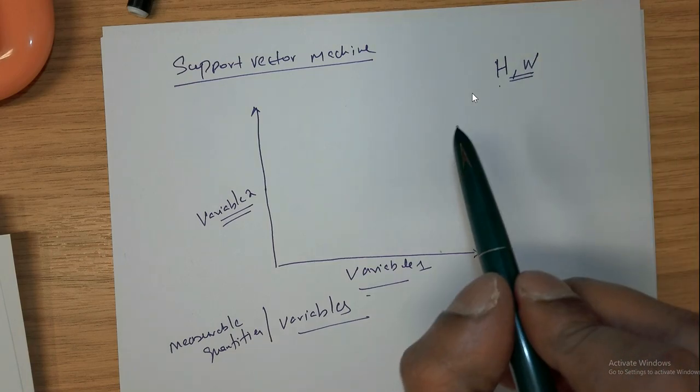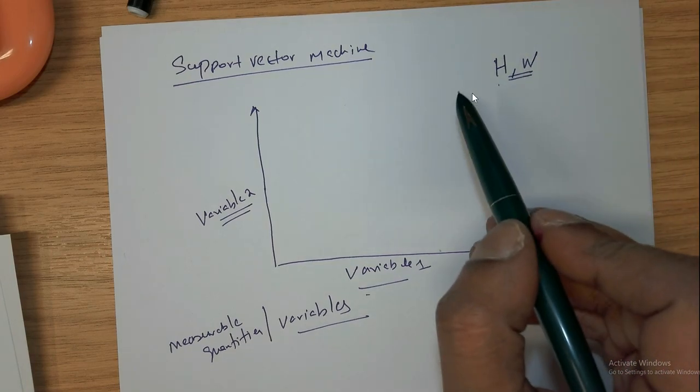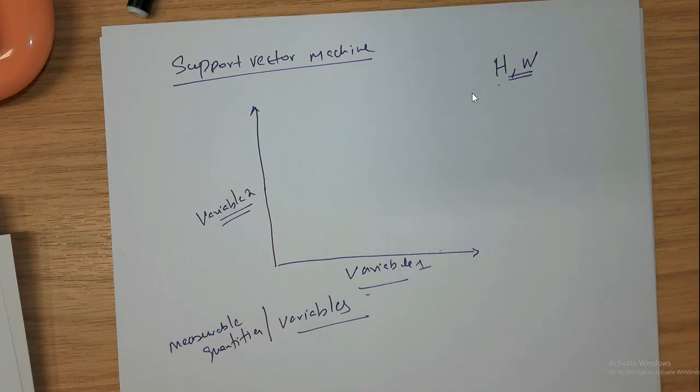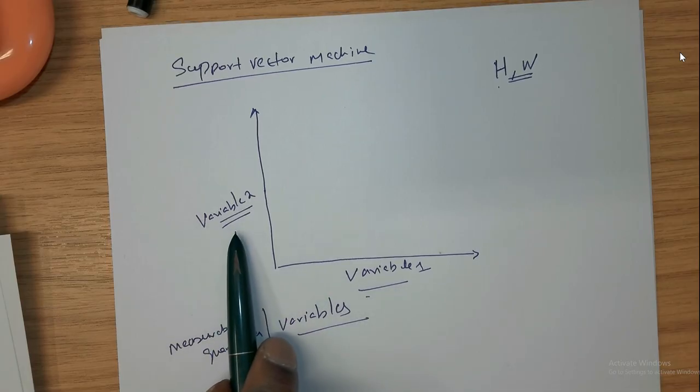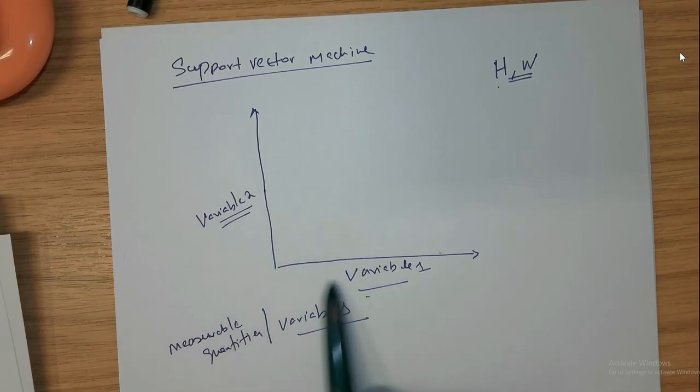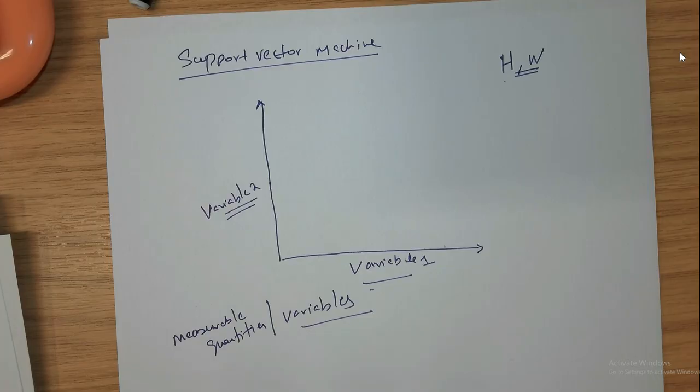For the moment, just ignore what we are going to measure. What you have to understand now is we are measuring two quantities, and we are going to call the first quantity variable 1 and the second quantity variable 2. We are doing this just to explain the support vector machine without using any mathematics.